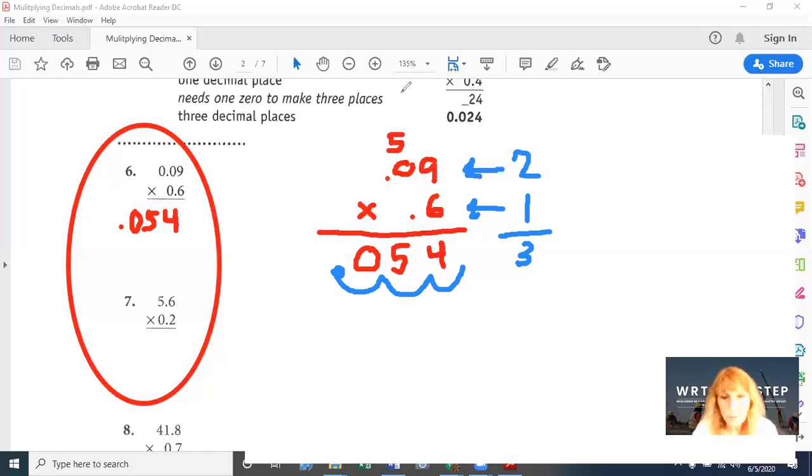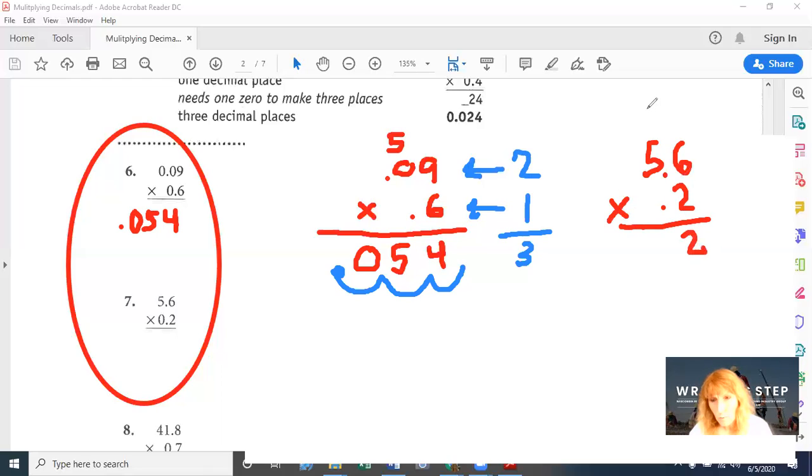Okay, let's try number 7. We have 5.6 times 0.2. Again, I'm dropping the 0 in front of the 0.2. And I get 2 times 6 is 12. Carry the 1. 2 times 5 is 10 plus 1, 11.